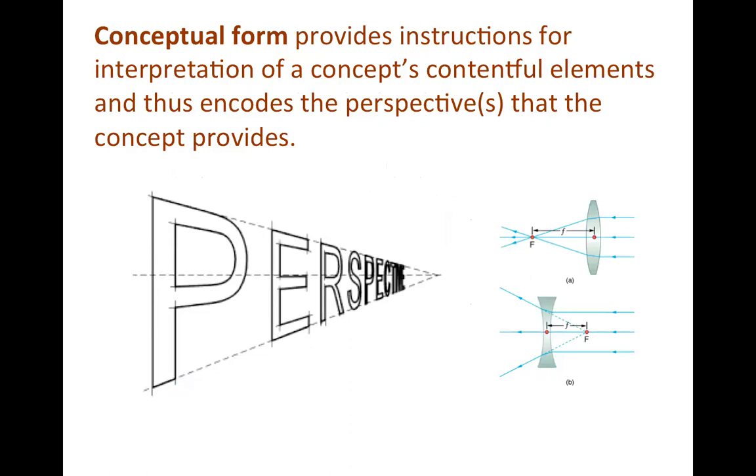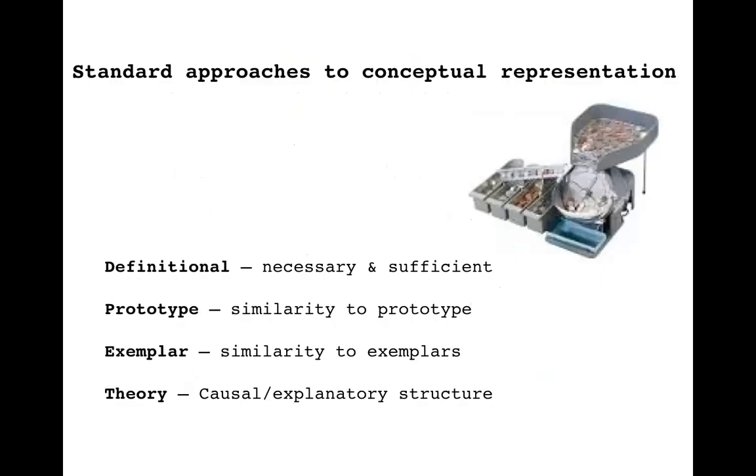My suggestion is that conceptual form provides instructions for interpretation of a concept's contentful elements, and thus provides the perspectives that the concept provides, encodes those perspectives. Now, standard approaches to conceptual representation do not address this question of perspectives at all. Instead, they are focused largely on categorization and what kind of properties a thing must have in order to be categorized as belonging in one or another category, as a dog, a table, a tree, so on and so forth.